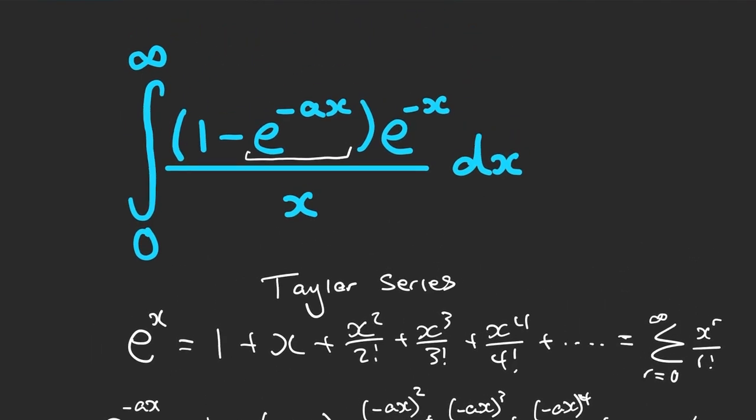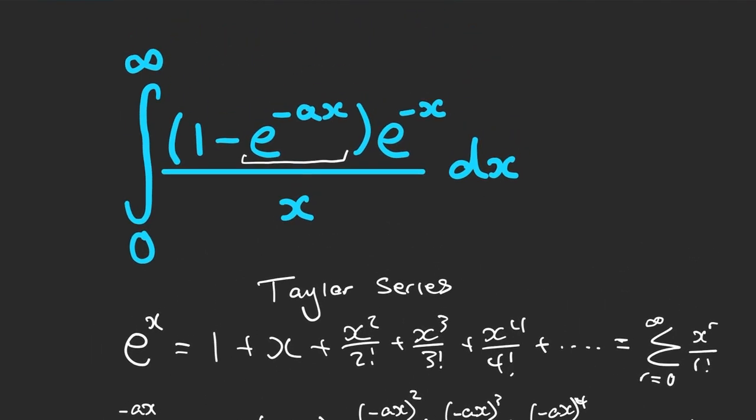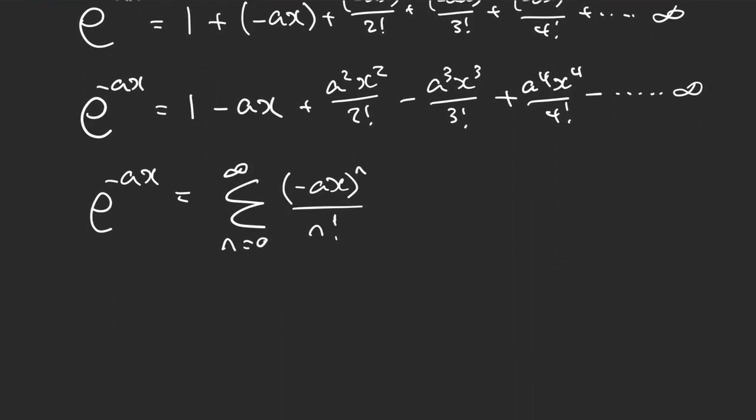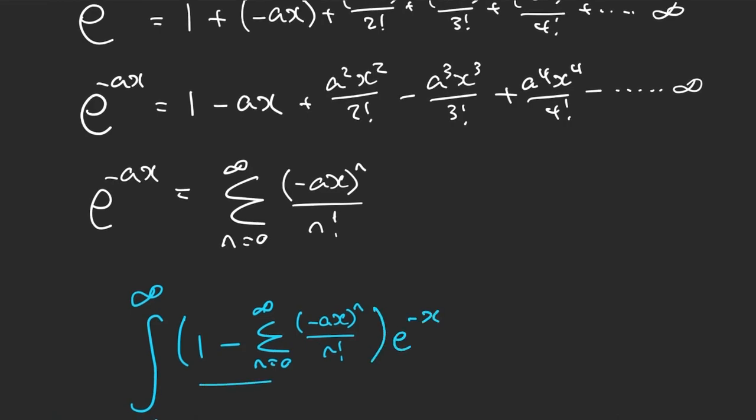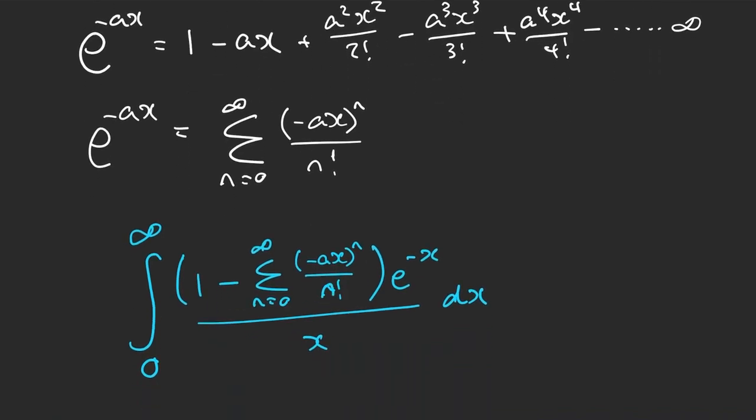We've just expanded e to the negative ax. So we're going to have the integral from 0 to infinity of 1 minus the sum from n equals 0 to infinity of negative ax to the power of n over n factorial, times e to the negative x over x dx. Now, you're probably wondering, hasn't this just made it more difficult? Haven't we just made it harder for ourselves? Well, let's tidy some things up a bit here.